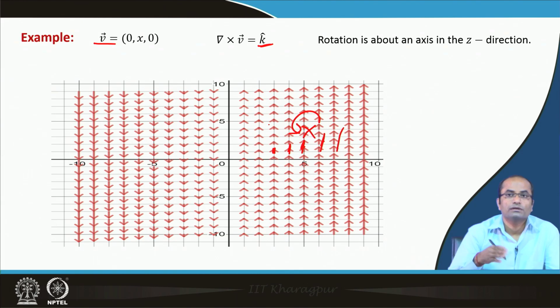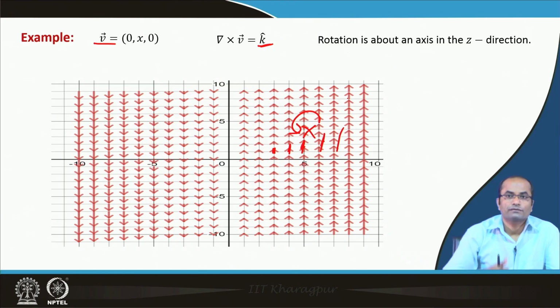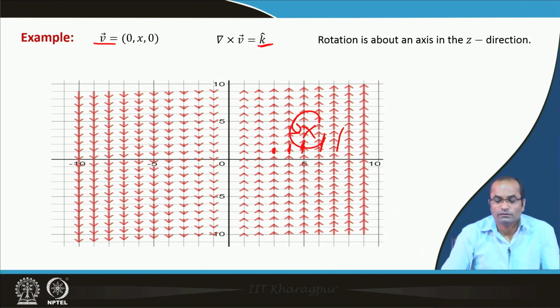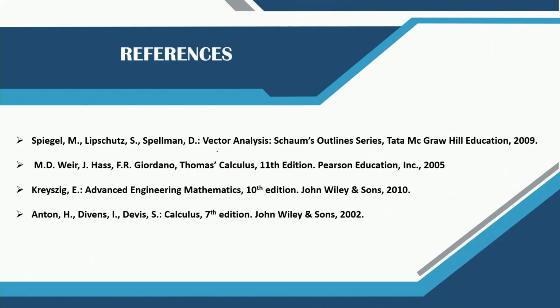So, this object will start rotating, and so there is a tendency of rotation, and again this thumb rule will be applicable. If you have anti-clockwise rotation, then the axis of rotation is in the direction of the thumb. Here it is exactly the k, the axis of the rotation is in the z direction. Here we have the references used for preparing this lecture.